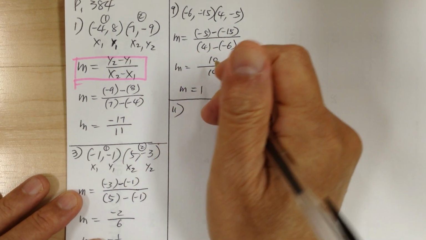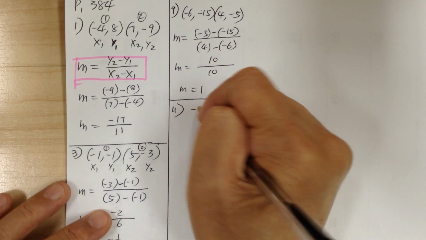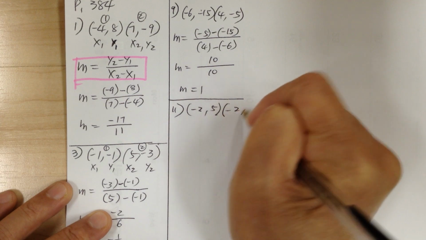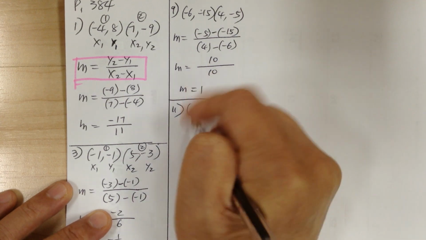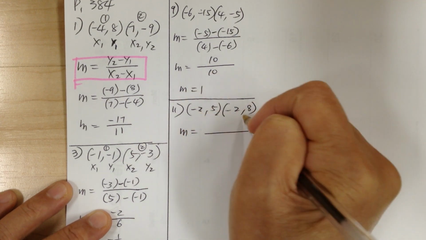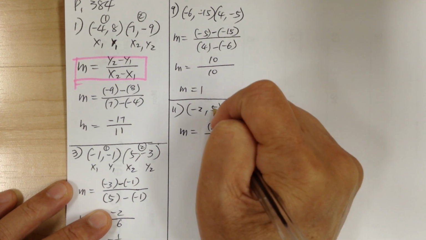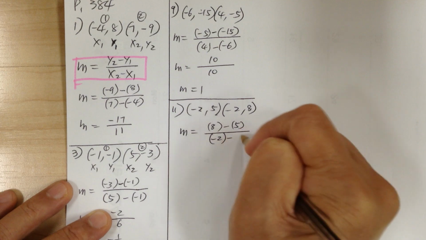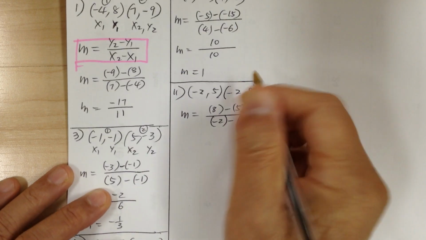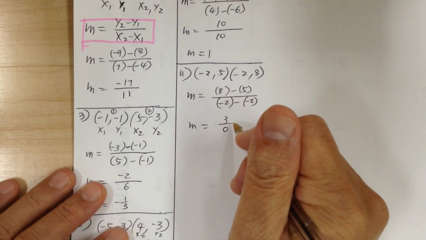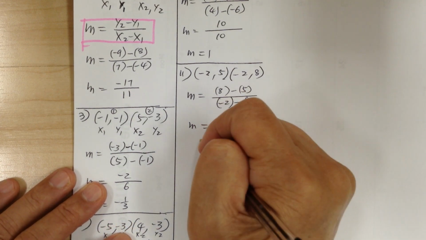Number 11. You've got (-2, 5) and (-2, 8). So slope equals, you're going to get 8 minus 5, y2 minus y1 over x2 minus x1. So m equals 3 over 0. Now you cannot have anything over 0, so in this case it's undefined.